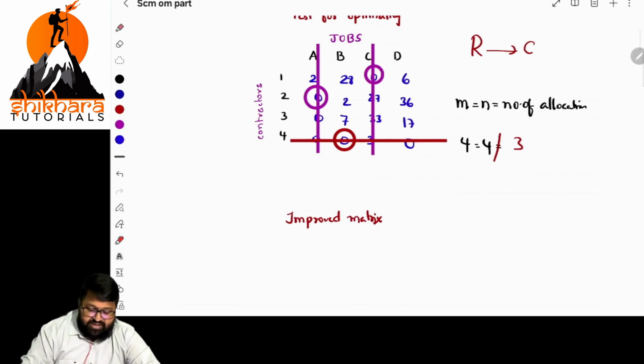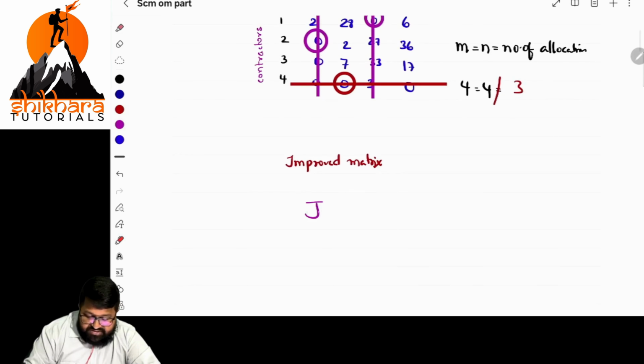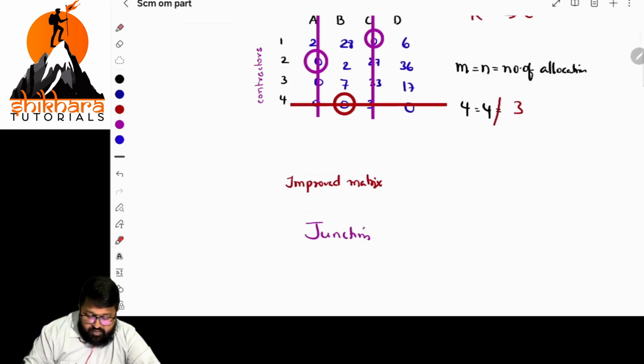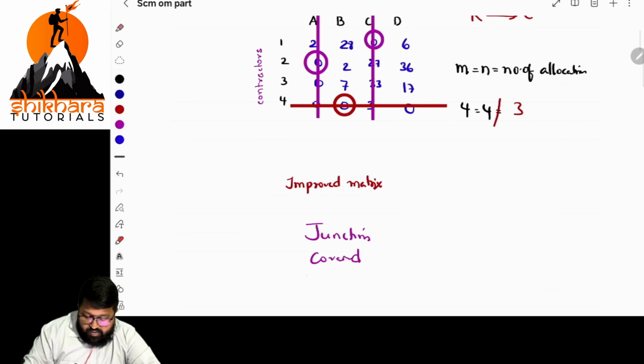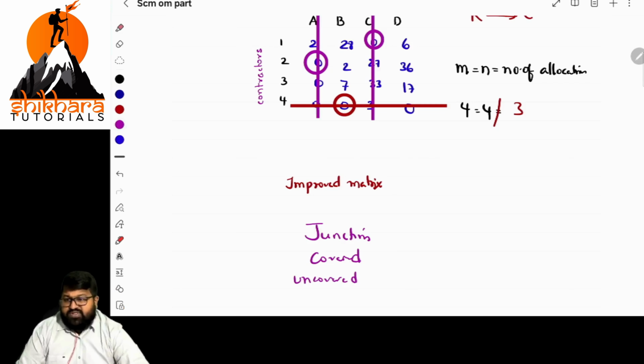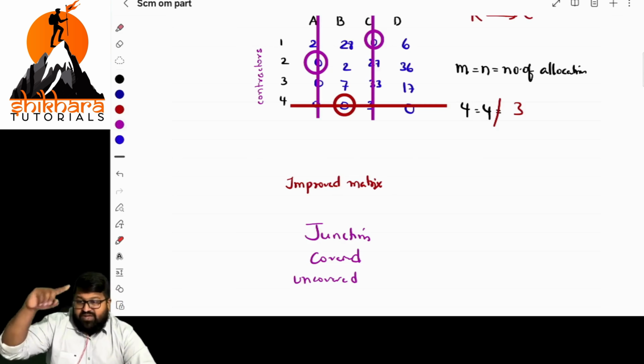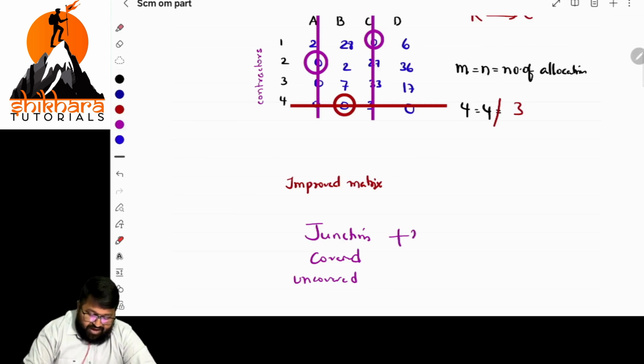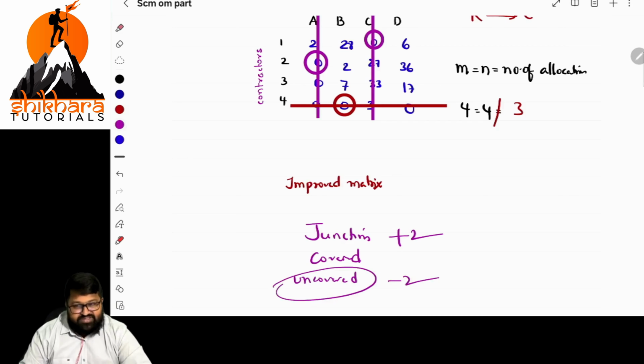Then we normally make 3 adjustments. You have to categorize the entire matrix into 3 categories: junctions, covered, and uncovered. Whatever least element is identified from the uncovered elements should be added at junctions. For the covered, do not do anything, neither plus nor minus. But for uncovered, deduct. Is it clear? We need to categorize when we are going for the improved matrix.